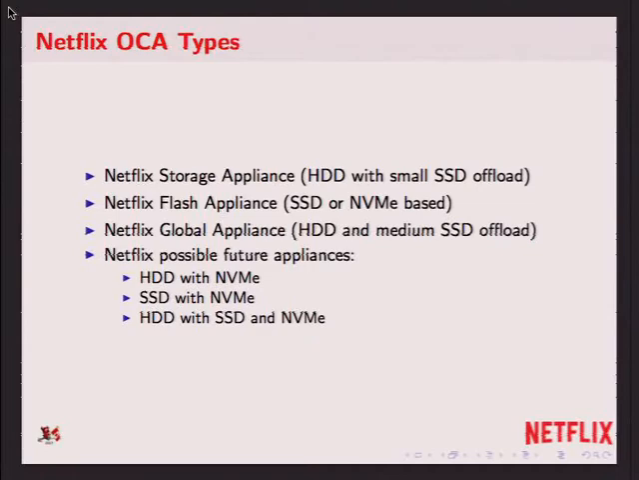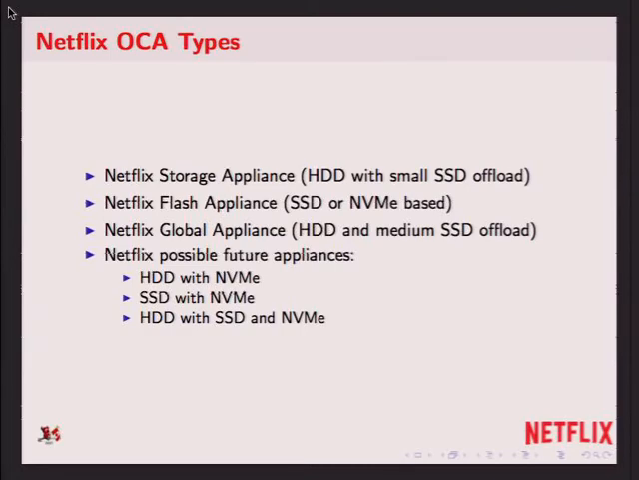And we do this through a number of different OCA types. We have a fairly large catalog that won't even fit in one of our appliances. It's tens of terabytes in size. The storage appliance has a bunch of spinning disks. It stores most of our content, and it stores it very well. It has a small number of SSDs to enhance the streaming for the most popular content.